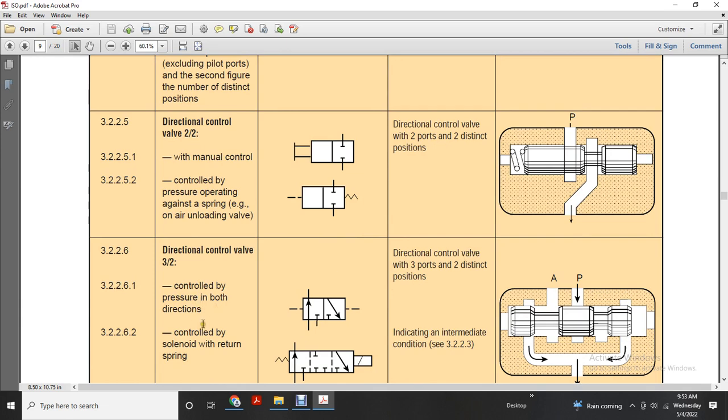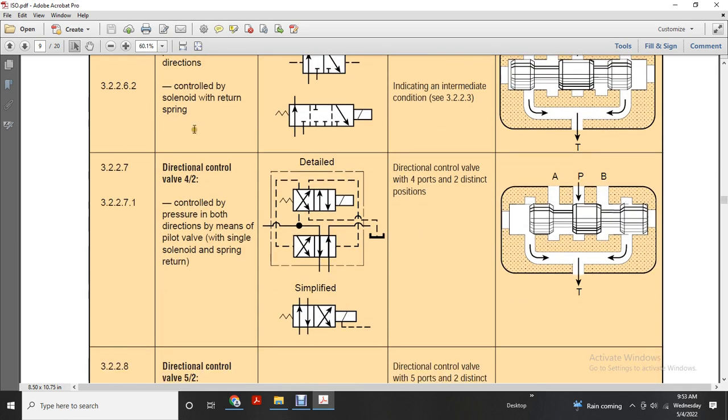Control by pressure in both directions. Control by solenoid with spring return, indicating the immediate conditions. Direction control by pressure: the pilot valve, single solenoid, spring return. Pressure control valve, 4 ports, 2 distinct positions.